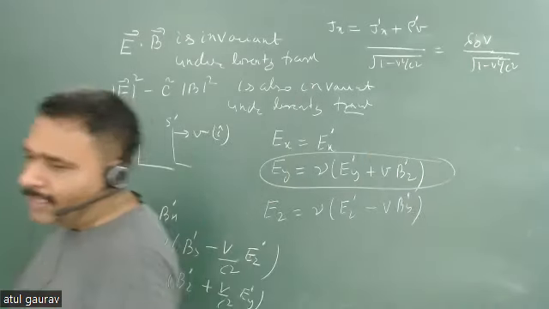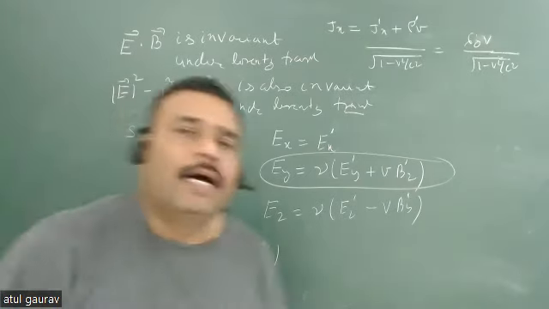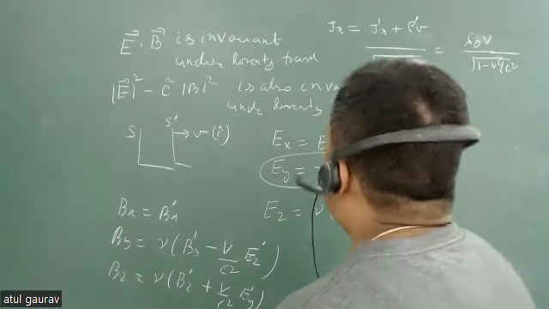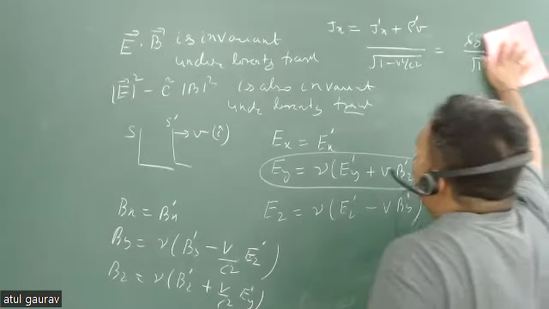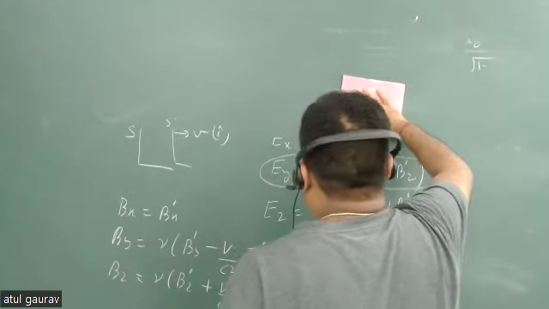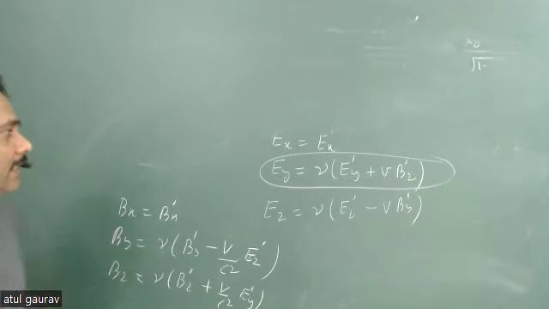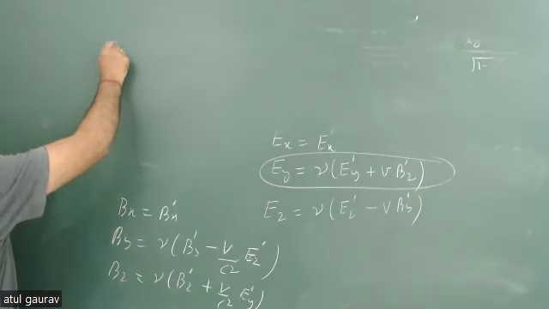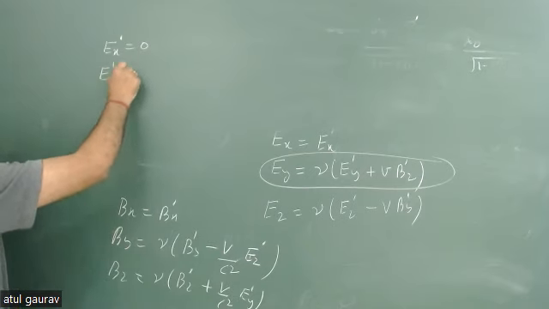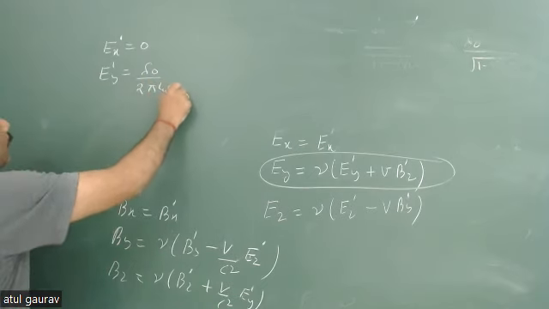Now, using this symmetry, let us try to figure out whether whatever we calculated in the last problem is correct or not. Okay, let's calculate this. What information do we have from the last problem? What was the value of my Ex dash? Sorry, what was the value of Ex? Ex dash is equal to 0. Ey dash is equal to lambda naught upon 2 pi epsilon naught a.